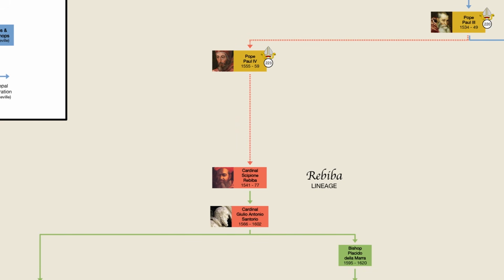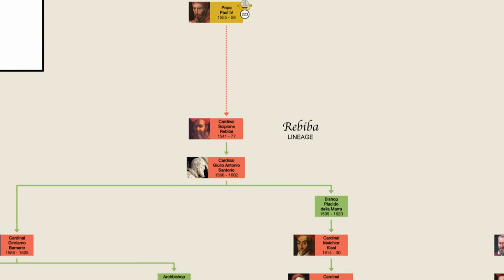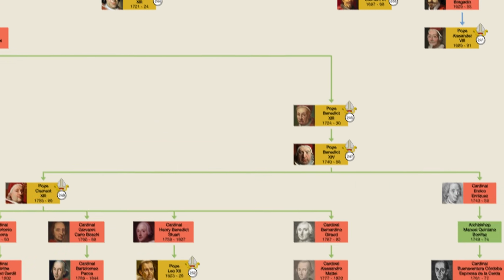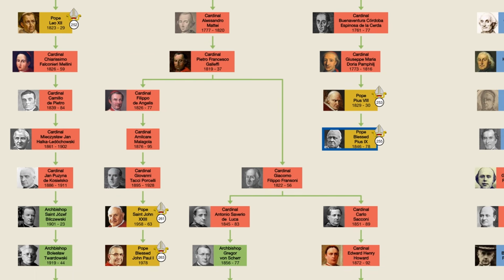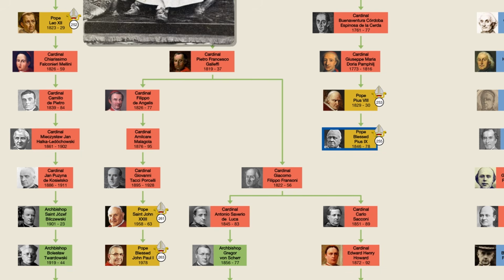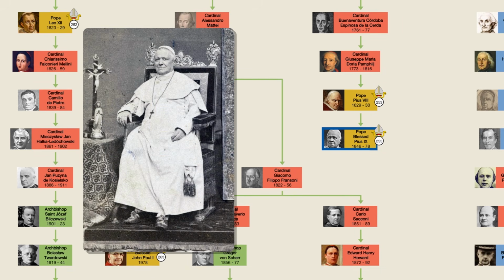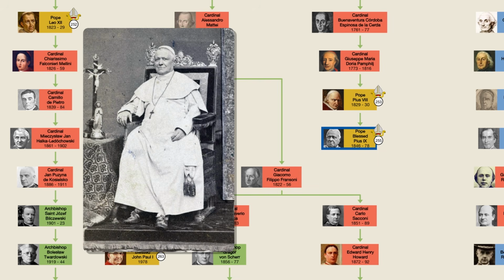A little later in this video, I will show you a line that can go back a bit farther, but before I do that, I want to tell you more about the 12 most recent popes, all of which belong to the Rebiba lineage. I'll start with Pope Pius IX, who became pope in 1846. And is the first pope who we have photographs of. He served for 31 years, which is the longest reign of any pope ever, unless you count the Apostle Peter, whose tenure cannot be historically verified.